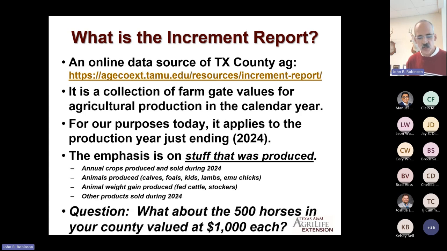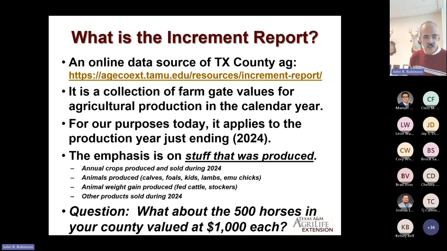So I'm going to throw this next question out here. What if you turn in your report to me and there's an entry that says, in my county, there are 500 horses and they're roughly $1,000 apiece? If you tell me that, what I'm going to conclude is 500 horses were born and sold. They were created. That is, the production was the birth and selling of 500 foals. That's what I'm going to interpret from this statement. But I don't think that's what that person meant when they put that.